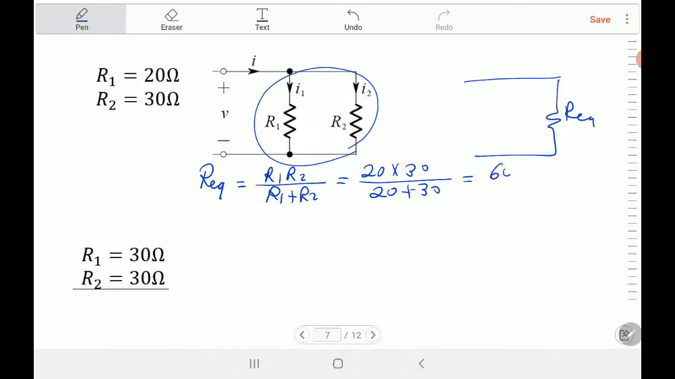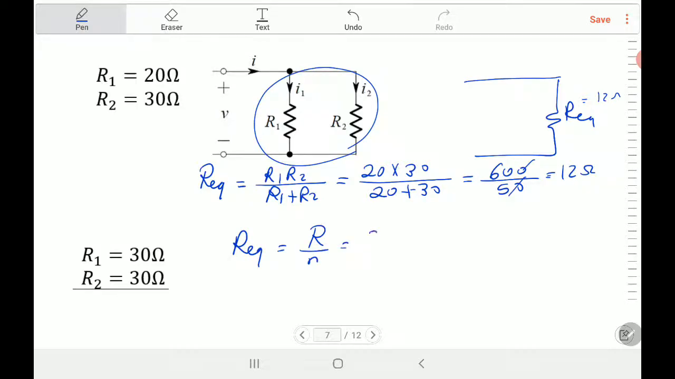That will be 600 divided by 50, 12 ohm. So you can replace these two parallel resistors by one resistor only equal to 12 ohm. There is a special case. When you have two resistors in parallel and both are equal, it's just divided by the number. So the R equivalent here will equal R divided by N.